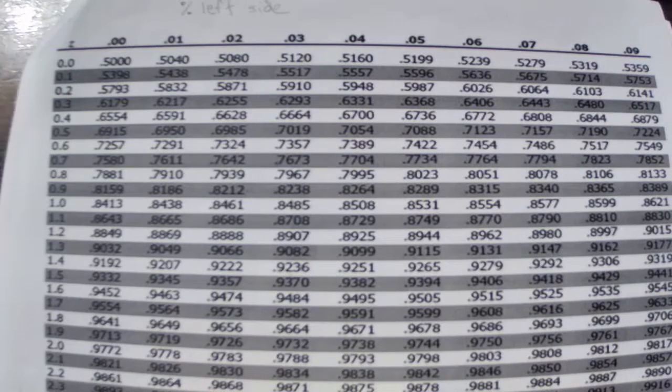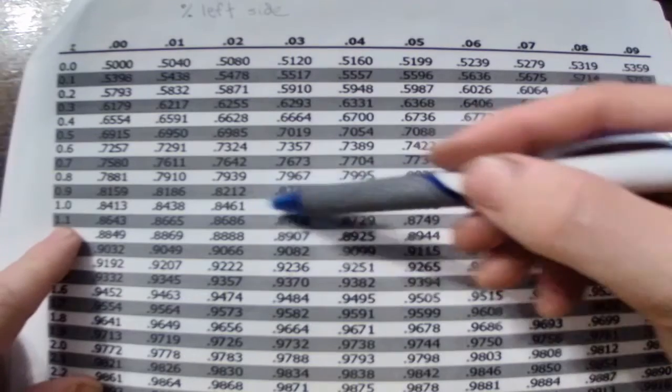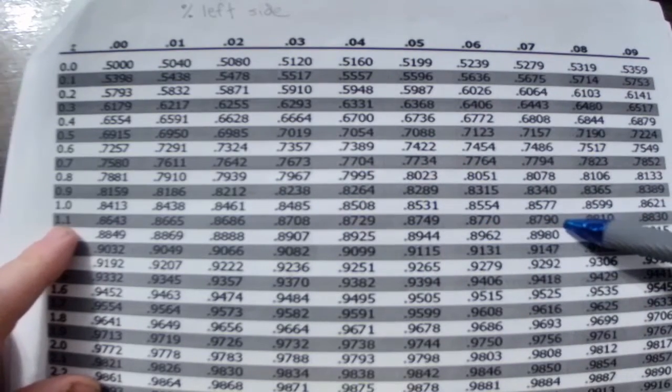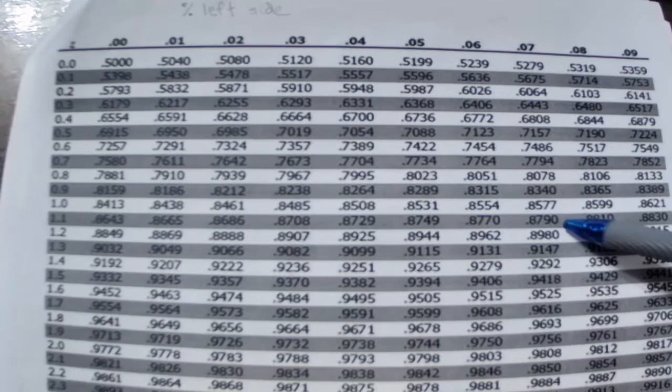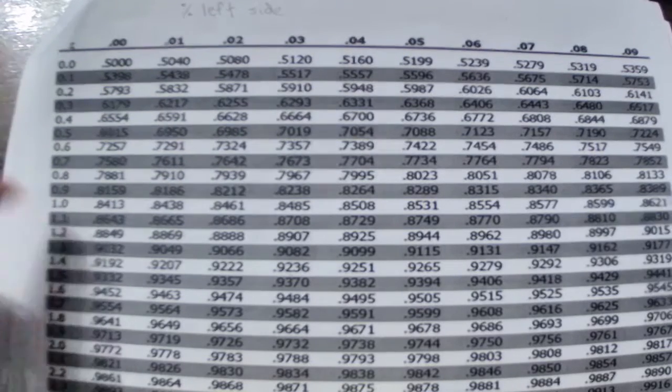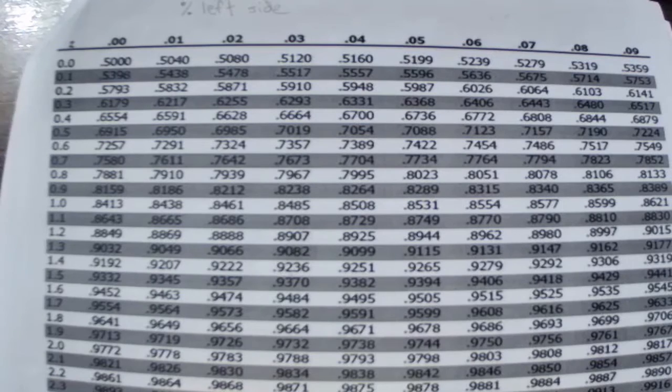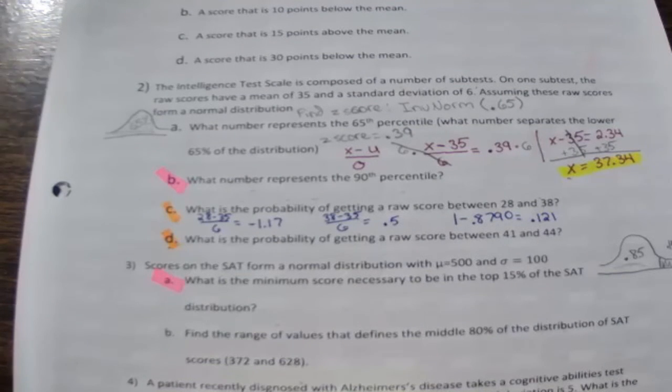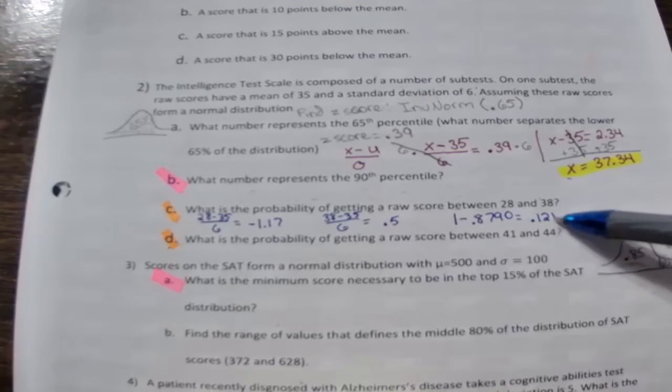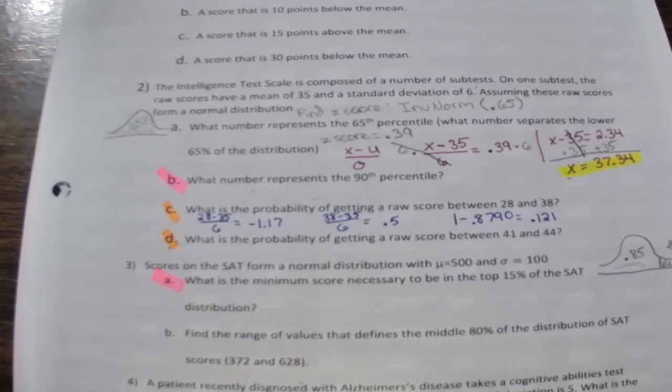So to find a negative z-score on this chart, all we have to do is find it as if it were positive. So 1.17, 1.1, go over to 7, and then I'll have to subtract it by 1. So we subtracted by 1 to now make it the negative, because we want the opposite of what it's showing. So let me show that on the paper. So when I subtracted it by 1, I got 0.121. So this would be 12% of the data when you're dealing with the negative 1.17.